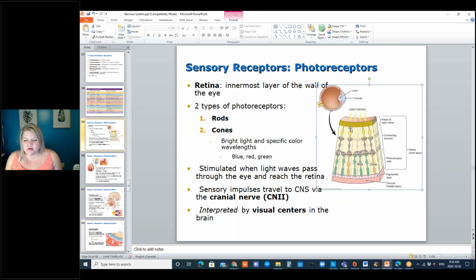And you can see that there's receptors attached to the retina of the eye, and the receptors are called rods and cones. Rods pick up the dark, like the black and white receptors, where cones are picking up bright light and specific color wavelengths. We have receptors for blue, red, and green. Most people do, unless you're colorblind, then you can't differentiate between green and red. And that's just due to the concentration or the existence of receptors in your eye.